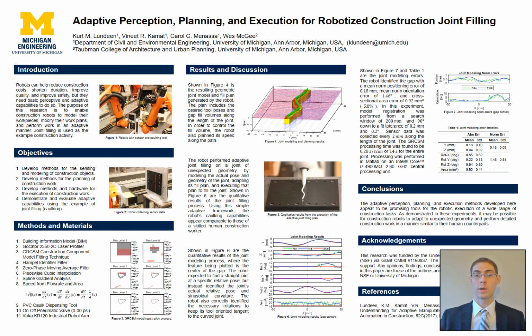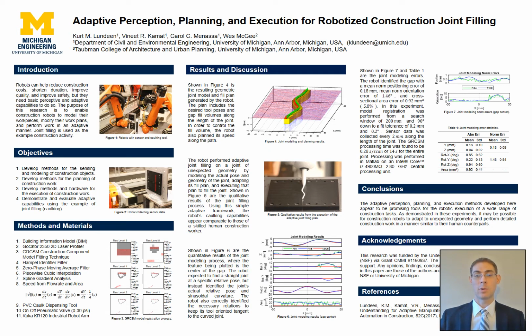Shown in Figure 4 is a combination of the sensor data, the robot's modeling results, and the robot's plan for filling the joint. Shown in Figure 5 is a picture of the joint after the robot physically executed its plan. Shown in Figure 6 is a comparison of the joint's modeled profile versus its actual profile. And shown in Figure 7 is the modeling error.